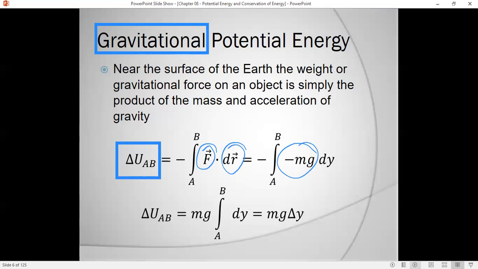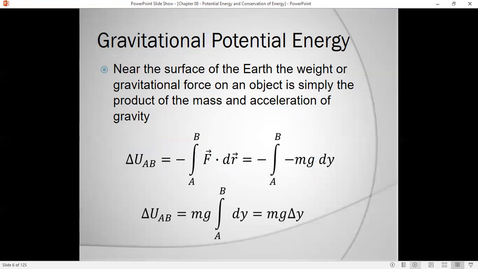Now, here, why do I choose dy? Think about that. Remember, it's F dot dr. So I only want to take the part of the displacement in the direction of the force. That's what the dot product is really taking here. So that dr becomes dy, and we can take constants out here. The negative m can go out front, the g can go out front, and we're just going to be left with the integration of dy.